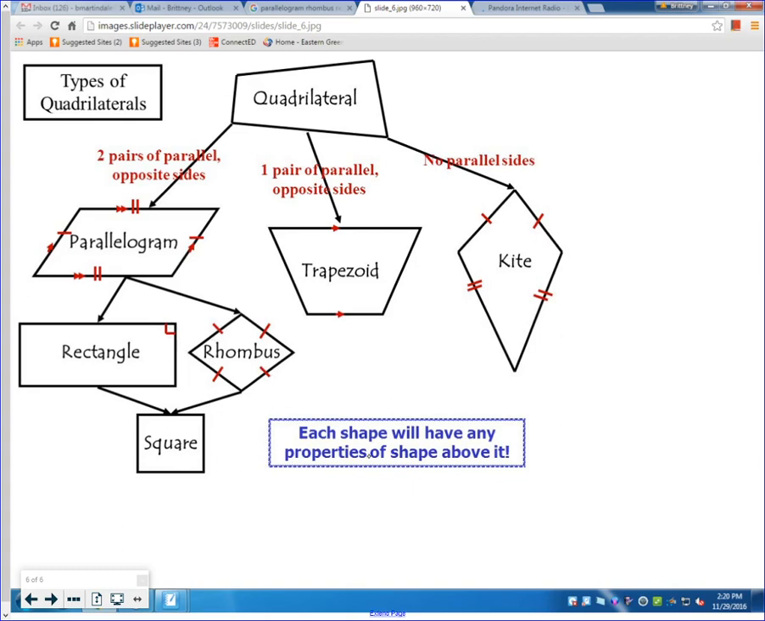Each shape will have the properties of the one above it. So a square has the same properties as a rhombus. A square has the properties of a rectangle. A square has the properties of a parallelogram. Do you see what I'm saying? A rhombus has the properties of a parallelogram on top of its own, and so on and so forth.